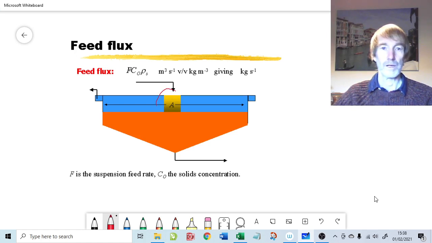looking for the plan area. So if you're looking down on the thickener rather than sideways on, which is what this is an illustration of, then we'd be looking for this area from here to here, the internal surface area from this side to this side, and it is a circular cross-section, circular looking down on it. So it's a diameter, a thickener diameter.